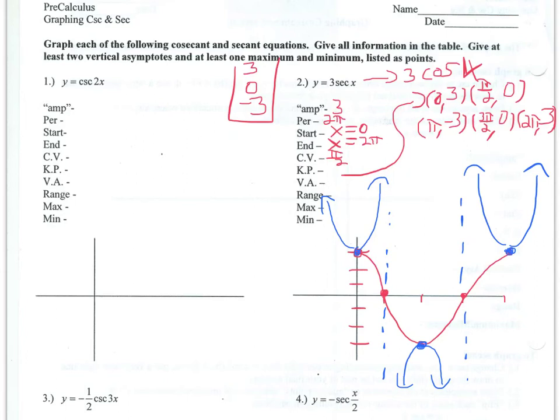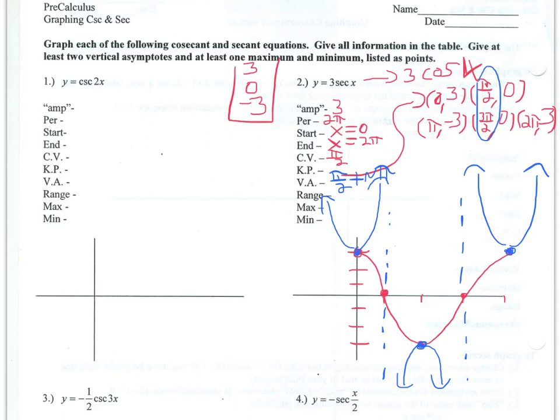The VAs, let's see here. The VAs are at pi over 2 and 3 pi over 2. The distance between these, let's say it's half a pi, 1.5 pi. The distance between those is pi. So we're going to say our VA is pi over 2 plus n pi. Remember, n can be any integer.